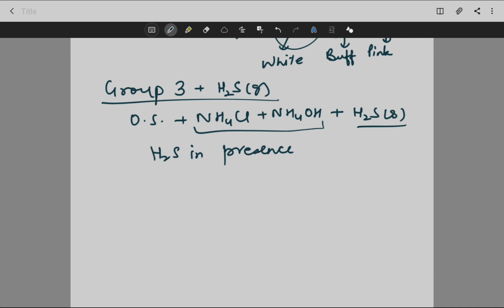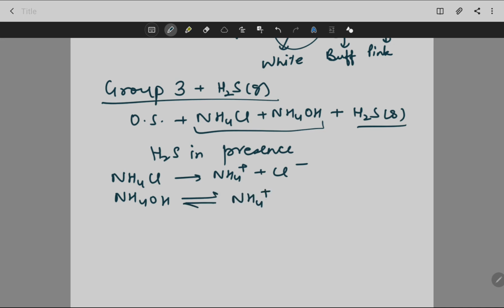Ammonium chloride is a strong electrolyte, so it will dissociate fully to give NH4 plus and Cl minus. Now we have ammonium hydroxide also. Ammonium hydroxide is a weak electrolyte, it will dissociate to give ammonium ion and hydroxide ions. So here is the common ion, ammonium ions, right? Now we are passing H2S also, which is again a weak electrolyte. It will dissociate to give 2 hydrogen ions and sulfide ions.